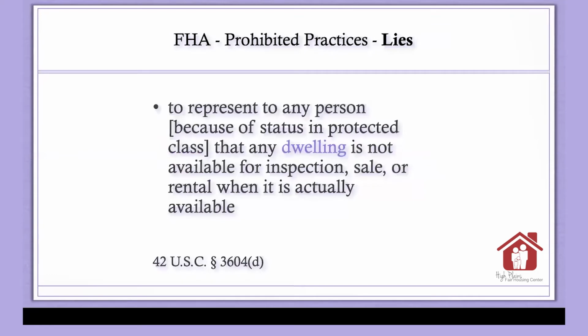And here's another kind of violation of the Fair Housing Act, or discriminatory housing practice, which can be summed up with the word lies. So subsection D of the Fair Housing Act makes it a discriminatory housing practice to represent to any person, because of status in a protected class, that any dwelling is not available for inspection, sale, or rental when it is actually available. So that's its own separate violation.